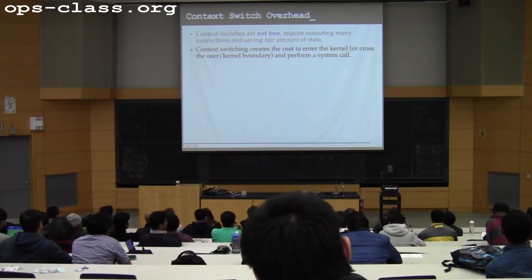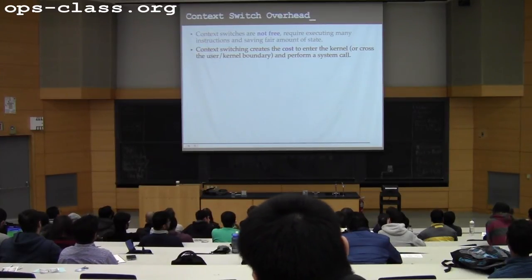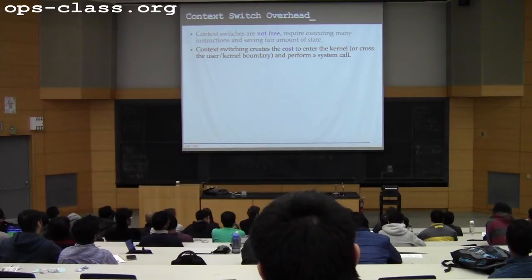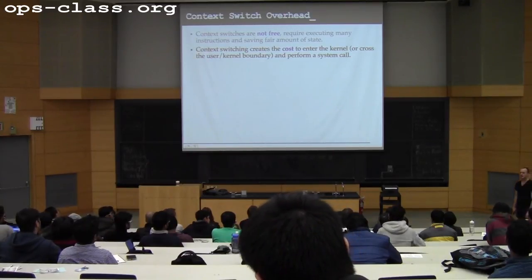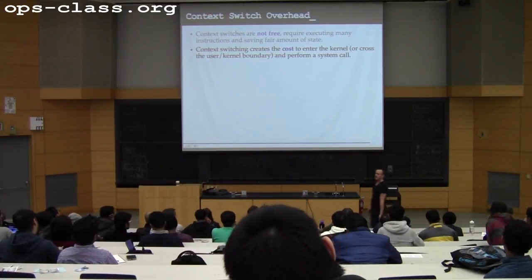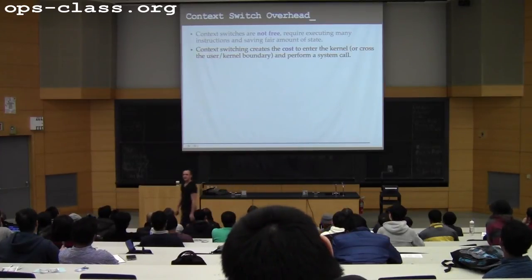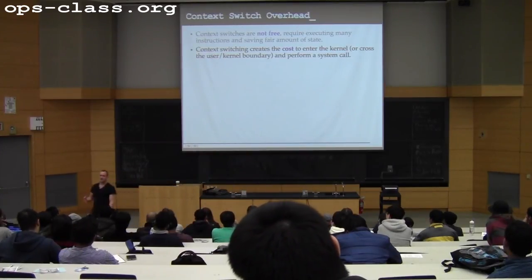So this is slow. And this creates the cost of what we call the transition between kernel and user mode, or crossing the kernel-user boundary. Getting into the kernel, getting into privileged mode, requires that I save all the state, and that creates an overhead. What that means, almost done, we'll get back to this when we talk about scheduling, right?